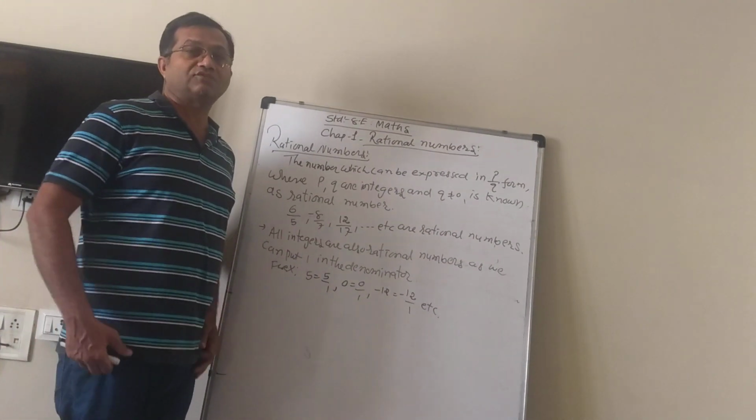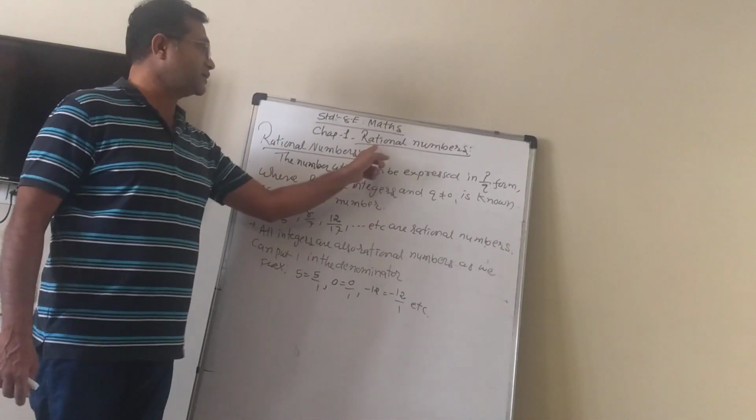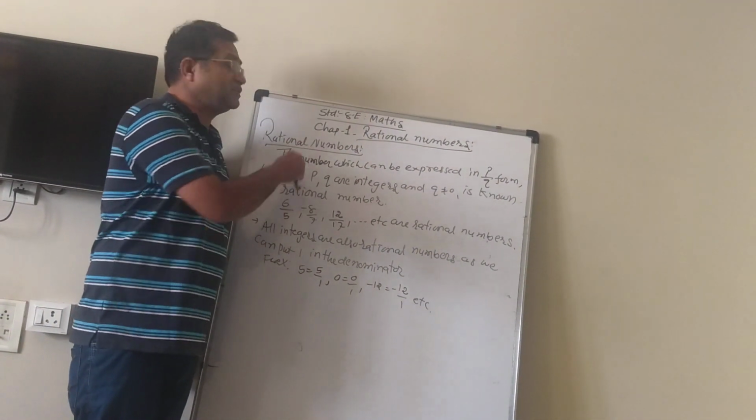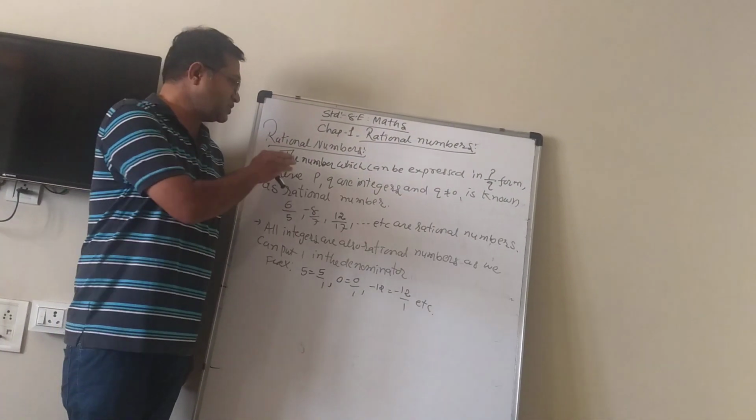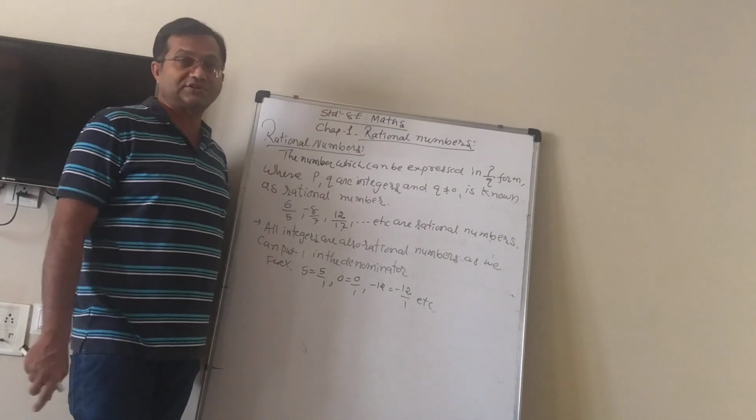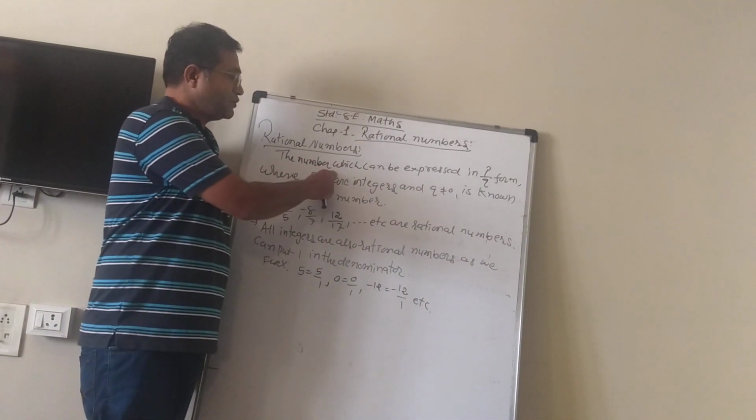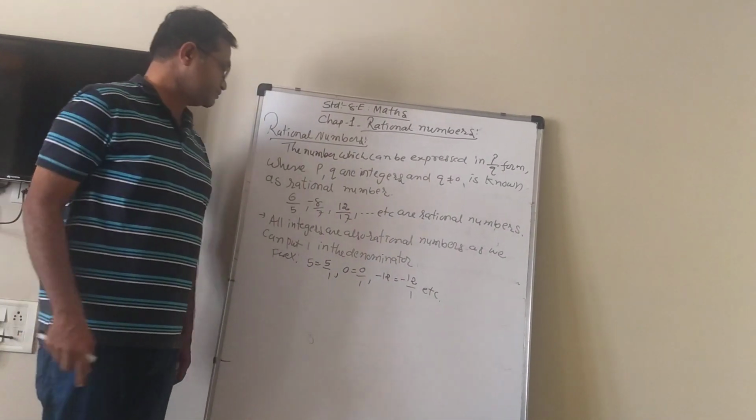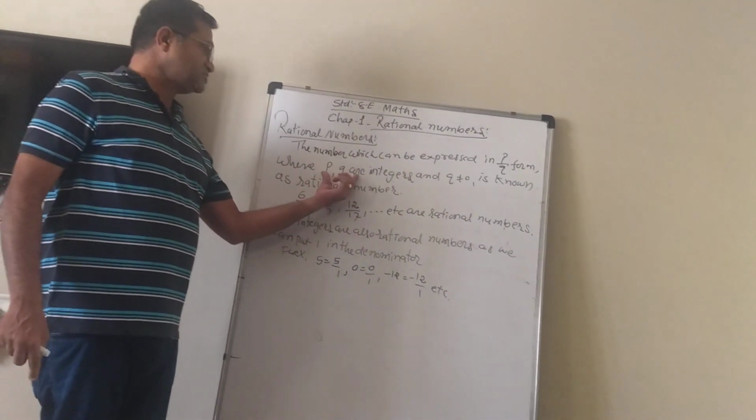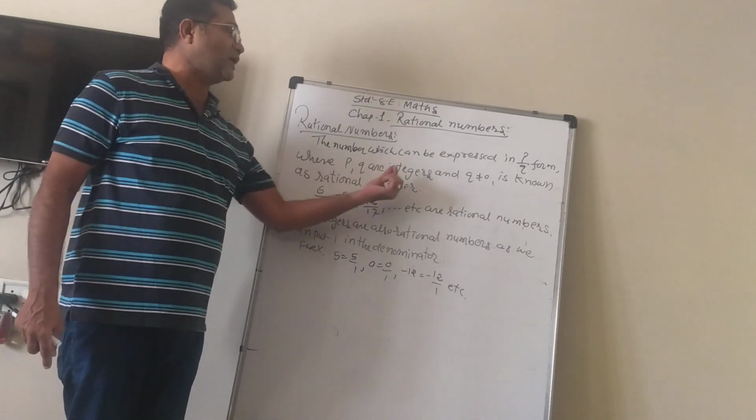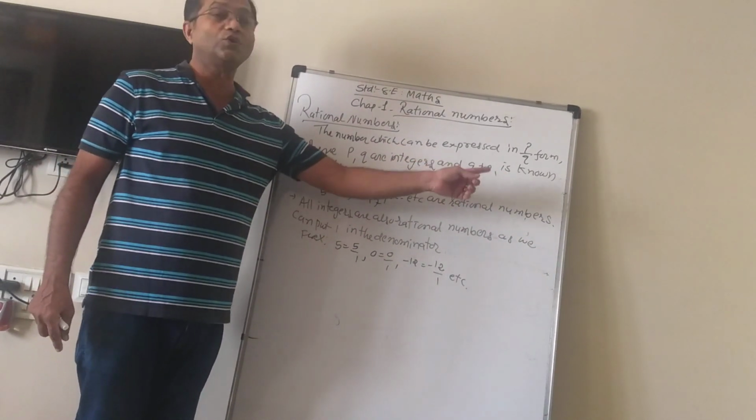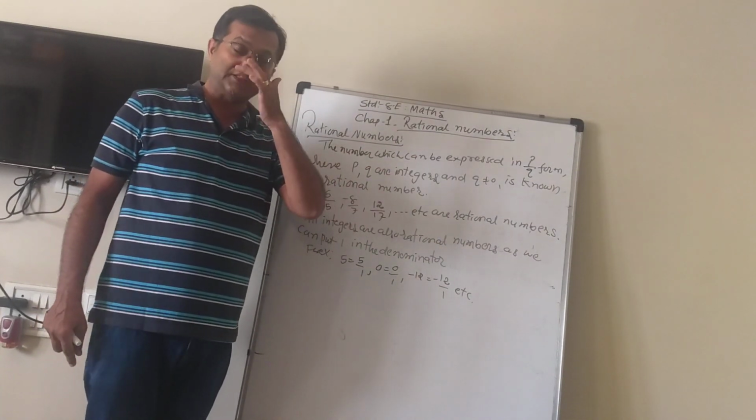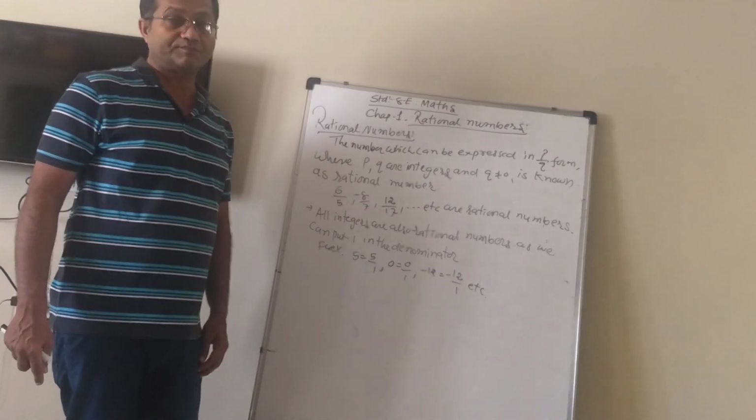We are going to start with chapter number 1, rational numbers. Now, you are familiar with the rational numbers, but we are just going to revise it. The numbers which can be expressed in the form of P by Q, where the condition is that P and Q are integers and Q is not equal to 0, are known as rational numbers.